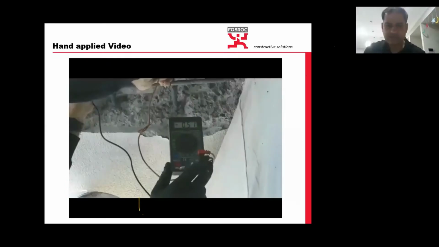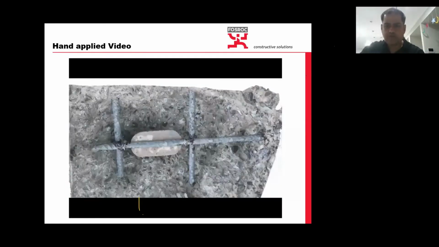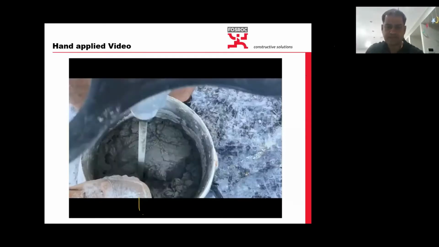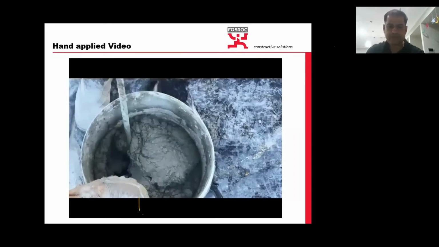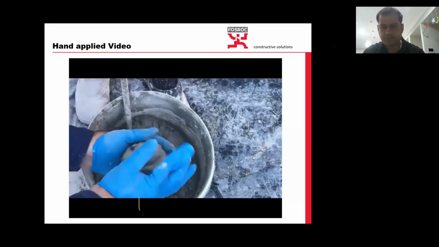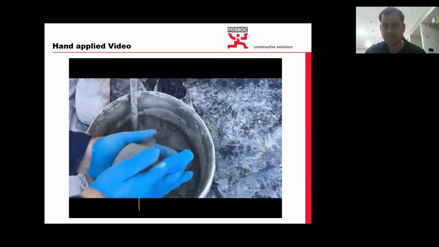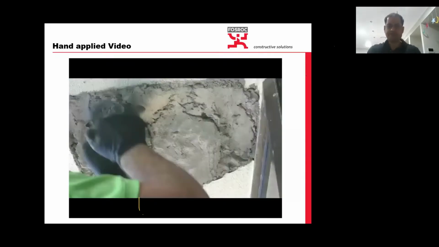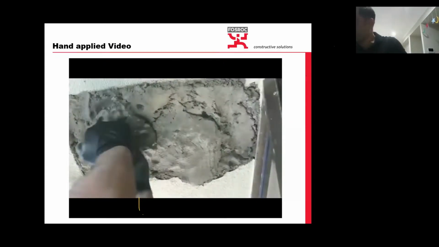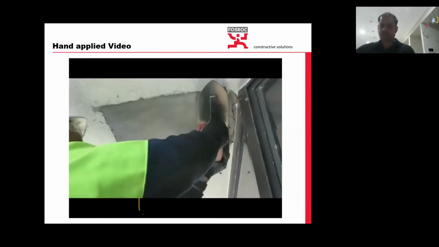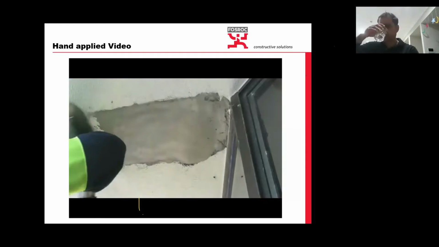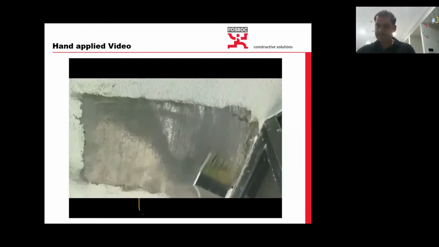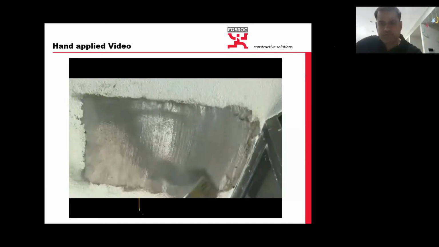A very typical example: if you have an overhead repair, you saw cut the edges and then apply a special mortar. It's not a masala mortar. It has to be a specially designed mortar that has a non-sagging property. And then you apply a curing compound over it.